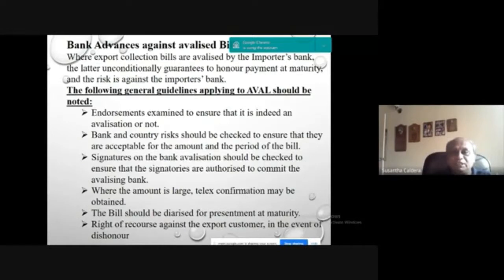Endorsements should be examined to ensure that it is indeed an avalization or not. When the customer has accepted the draft, then we are also avalizing. The bank is also avalizing.